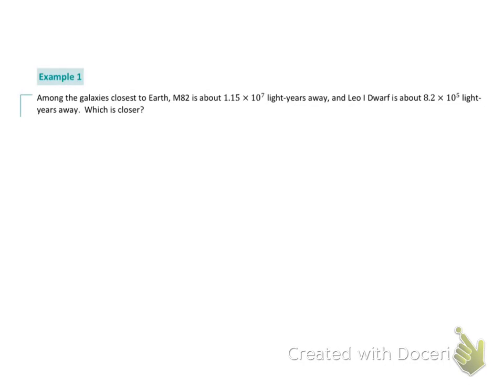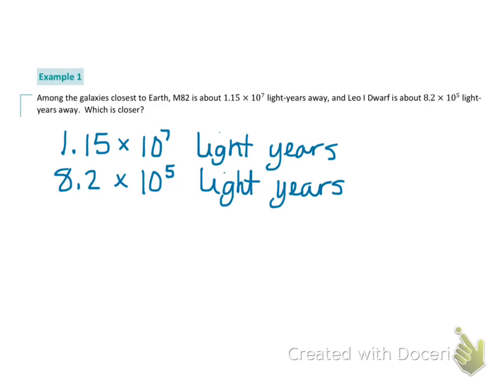Okay, this example is not in your classwork, so you can take some notes on it on a separate sheet, or just watch, whatever your style. We're dealing with large numbers here, two different galaxies. M82 is 1.15 times 10 to the 7th light years away, and Leo dwarf is 8.2 times 10 to the 5th light years away, and we want to know which is closer. So what we're doing is comparing those two numbers. I've copied them for you.